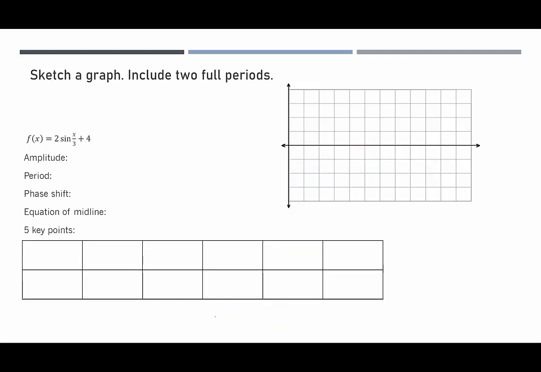Okay, in our next example, we have 2 times sine of x over 3 plus 4. Let's label A, B, C, and D. A is 2. B is 1/3, right? We're going to pull x out of it. C is 0, and D is 4. The amplitude is given by the absolute value of A. The absolute value of 2 is 2.